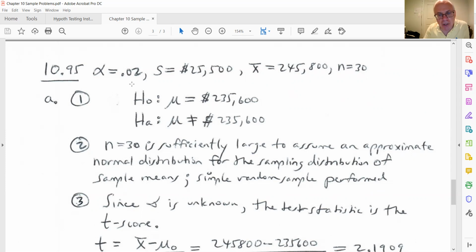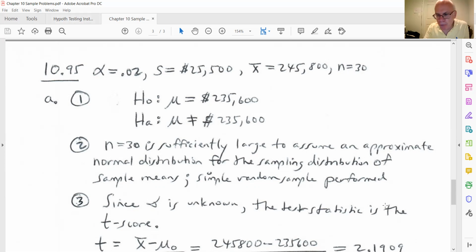All right. They did say it was a non-directional test. That means a two-tail test. That's another way of saying two-tail. The directional tests are either left tail or right tail. Non-directional means the researcher doesn't have a preference for greater than or less than. They're just going to say not equal to. So this is a two-tail test.